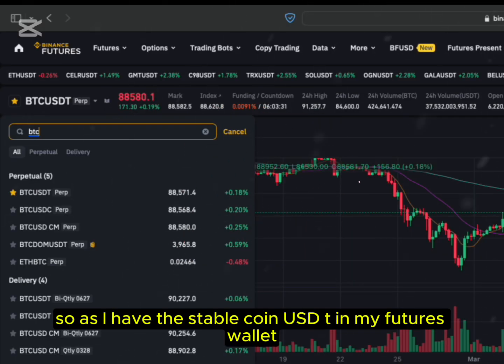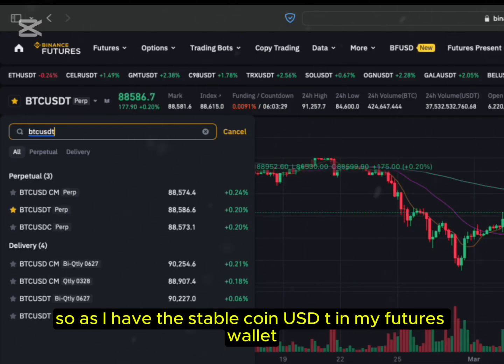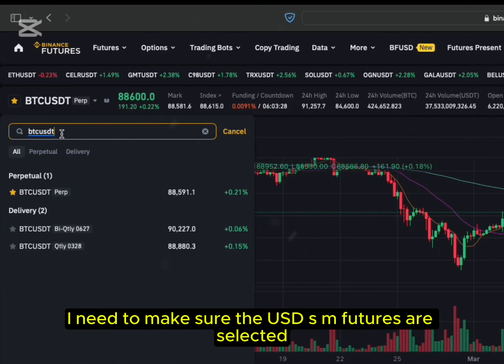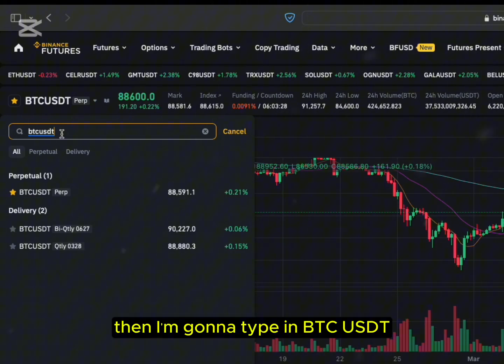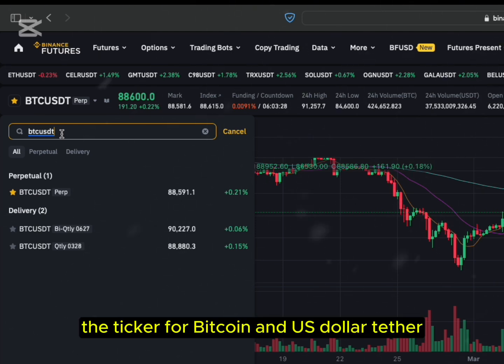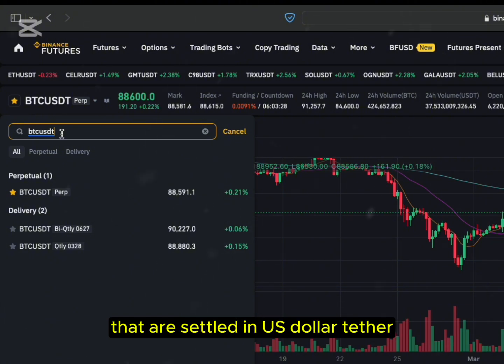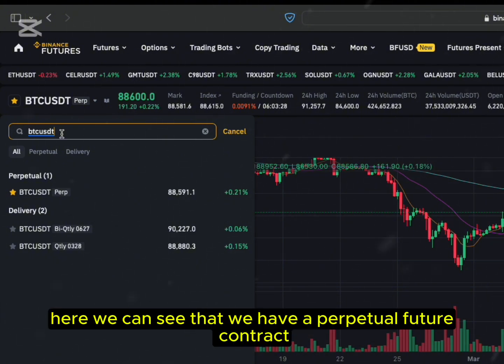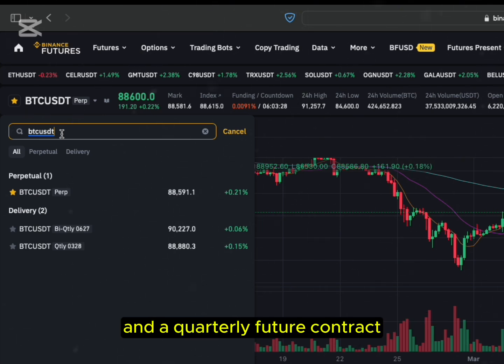So as I have the stablecoin USDT in my futures wallet, I need to make sure the USDS-M futures are selected. Then I'm going to type in BTC, the ticker for Bitcoin and US dollar Tether, to see what Bitcoin futures I can trade that are settled in US dollar Tether. Here we can see that we have a perpetual future contract and a quarterly future contract.